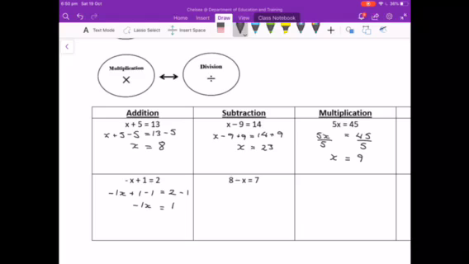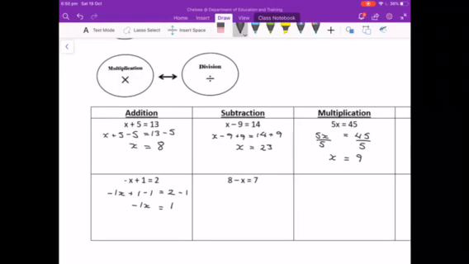Now we have a negative 1x. We want to know the value of a positive x. So to get it to a positive, we're going to divide it by negative 1 on both sides to find a positive value of x. And 1 divided by negative 1 equals negative 1. Therefore, x equals negative 1.